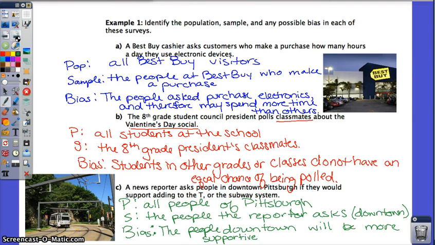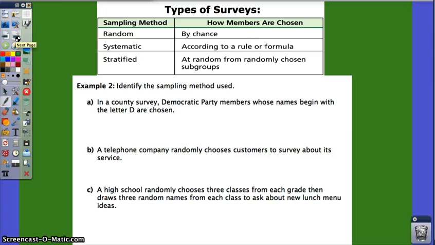Now, the good way to do a sampling would be a random way, and all of these are good, typically unbiased ways. So random means it's just completely by chance. Maybe you take everybody's name, you put them in a hat, and you pull 5 out. Everybody has an equal chance, and it's completely random.